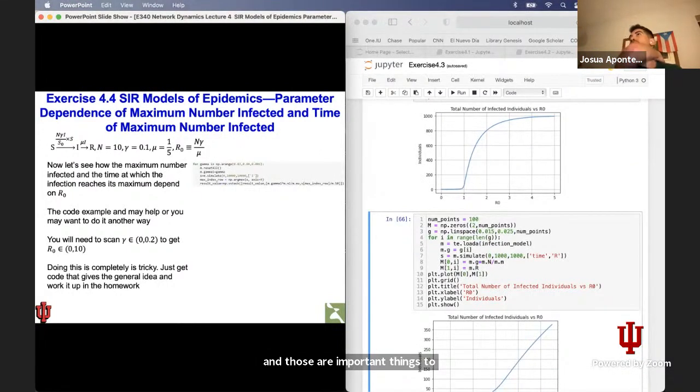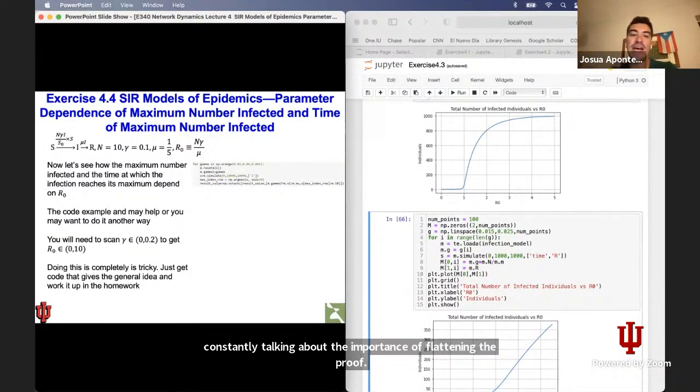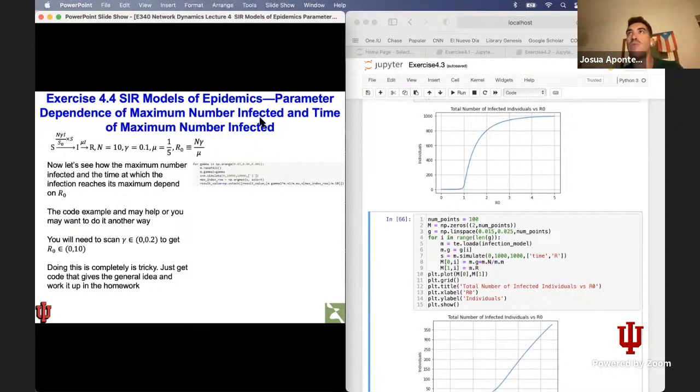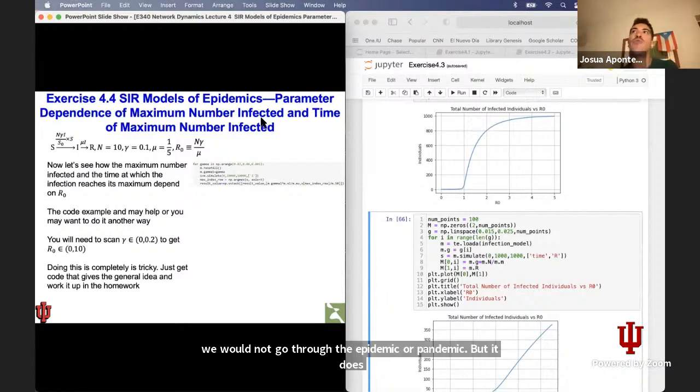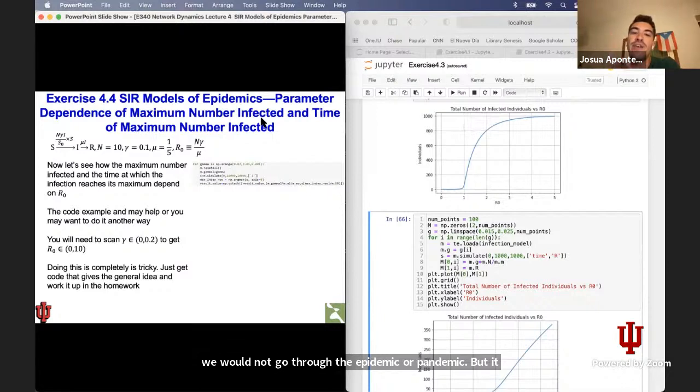Remember at the beginning of the COVID pandemic, we were constantly talking about the importance of flattening the curve, right? Because flattening the curve was not meant to indicate that we would not go through the epidemic or the pandemic, but it did mean that we wanted to reduce the number of individuals that were infected at a single time, because that had implications for how many people we could give healthcare to.